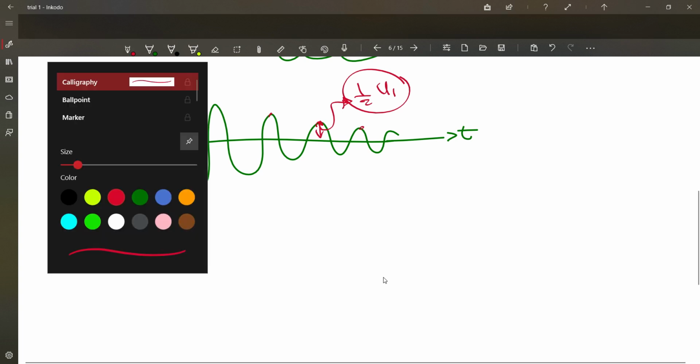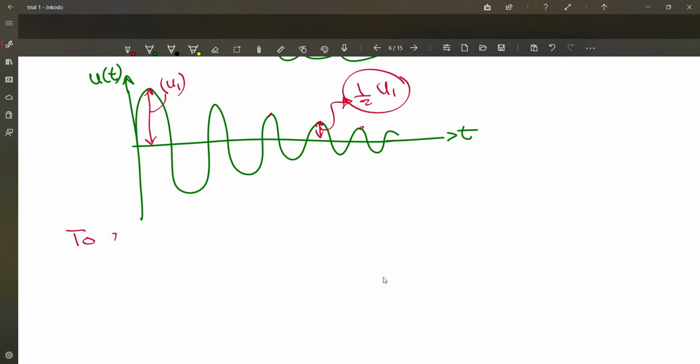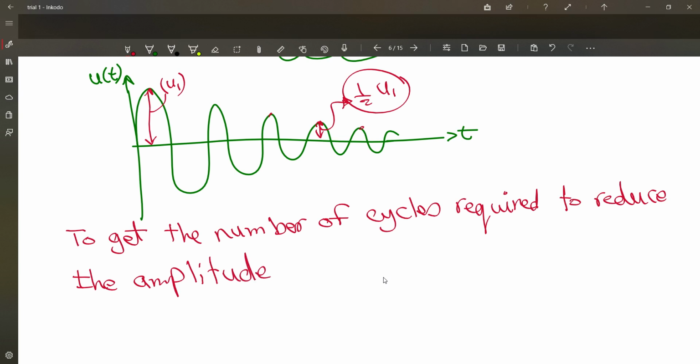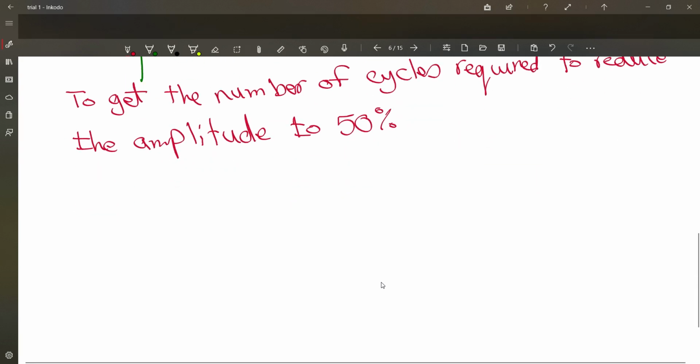So to get the number of cycles required to reduce the amplitude to 50%, we can put it as a small title here: the number of cycles required to reduce the amplitude to 50%. If we want to reduce our amplitude to 50%, how many cycles do we want to get?